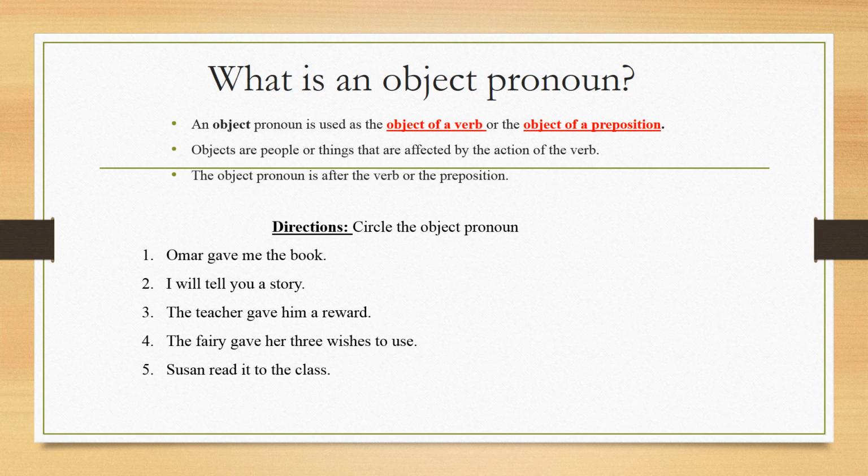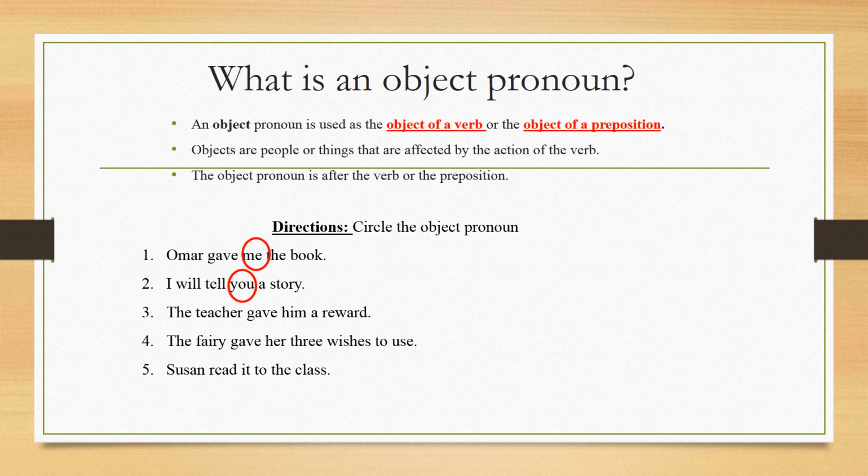Number 1. Omar gave me the book. Who did Omar give the book to? Me. This means that me is affected by the verb gave, and it is the object of the verb. Number 2. I will tell you a story. Who will I tell a story to? You. You is the object pronoun, and it comes after the verb tell.